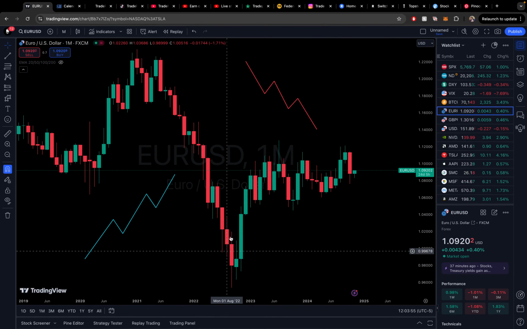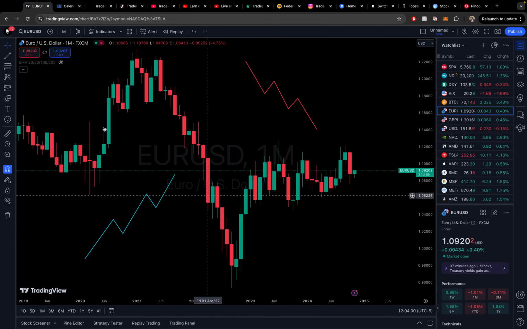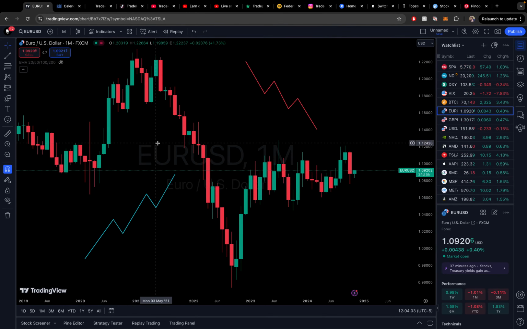Well, I think everyone can clearly see that we had a pretty significant downtrend here that broke easily past any sort of control points on this previous uptrend, right? Can everyone see that easily?